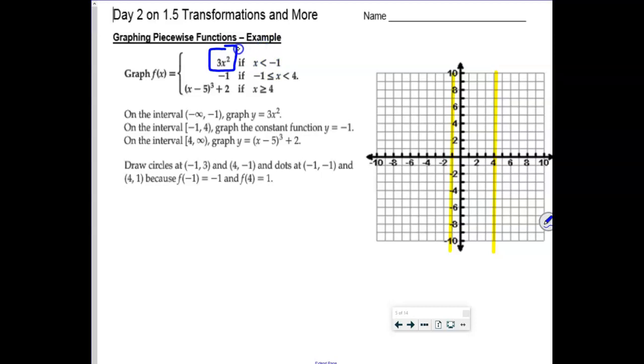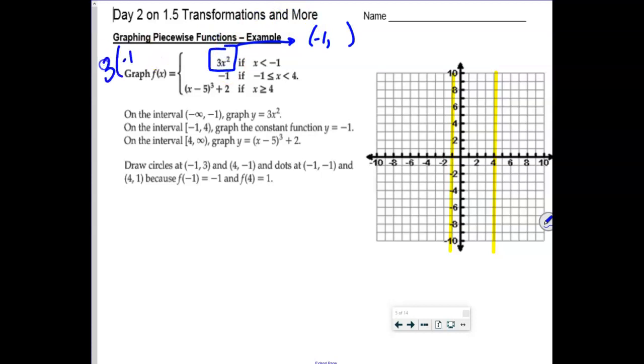So what I like to do, and they've already kind of done it for you, but you might want to do this anyways, just for the sake of process, I like you to come up with some ordered pairs. And you want more than 2, especially when you have a nonlinear function. So starting at the boundary line, which is x equals -1, what would happen if you plug in x equals -1 into this function?